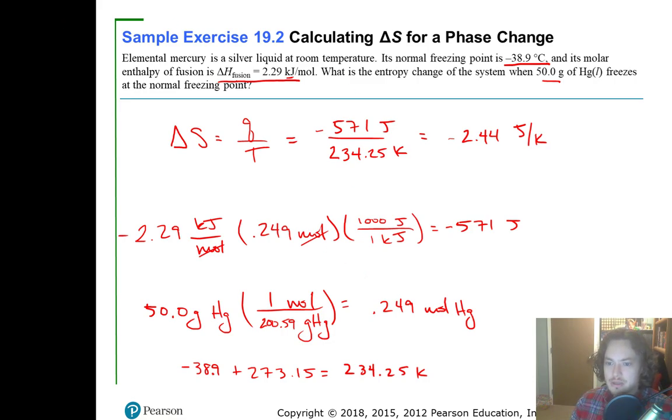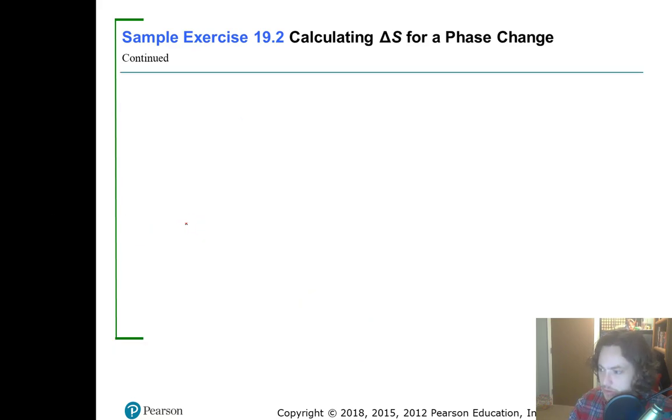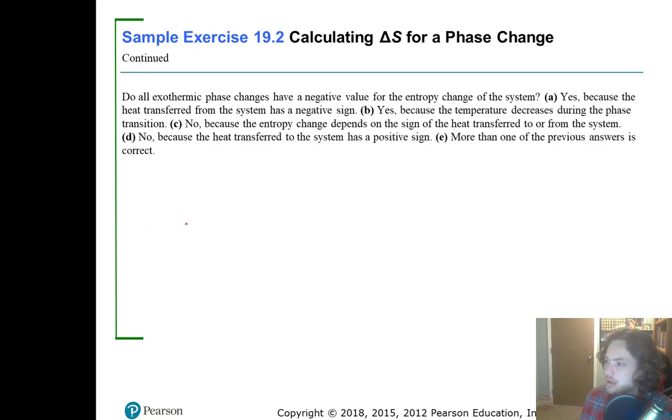And that's it for this unit. Nope, we got one more bit. The last question says, do all exothermic phase changes have a negative value for the entropy change of the system? If it's exothermic, heat is leaving our system, so we're going to have a negative Q, right? Negative Q because it's an exothermic phase change. And we know delta S is equal to Q over T. So if this is negative, then yeah, the answer is yes.